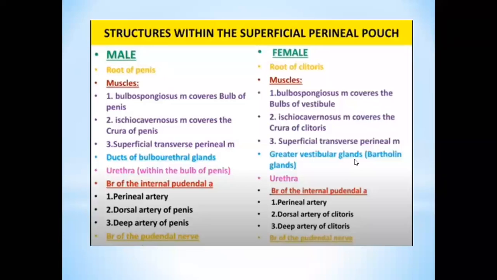We have the urethra in both of them, that is in the male as well as in the female. The arteries are also similar, that is branches of the internal pudendal artery, that is the perineal artery, the dorsal artery of the clitoris, and the deep artery of the clitoris. And we also have the branches of the pudendal nerve. So everything is similar in both the male and the female superficial perineal pouch.